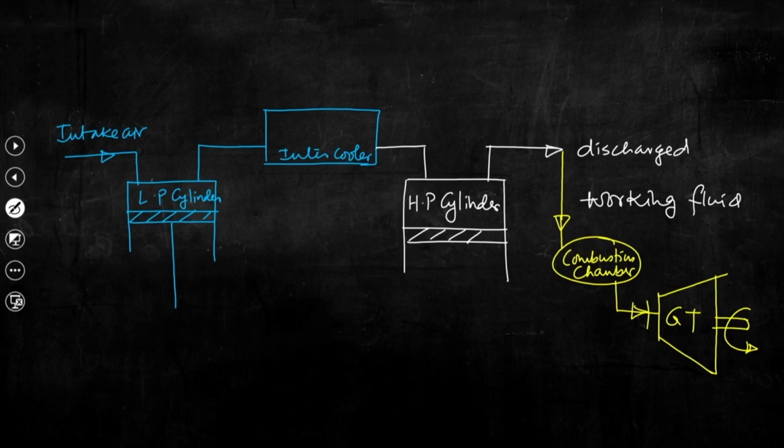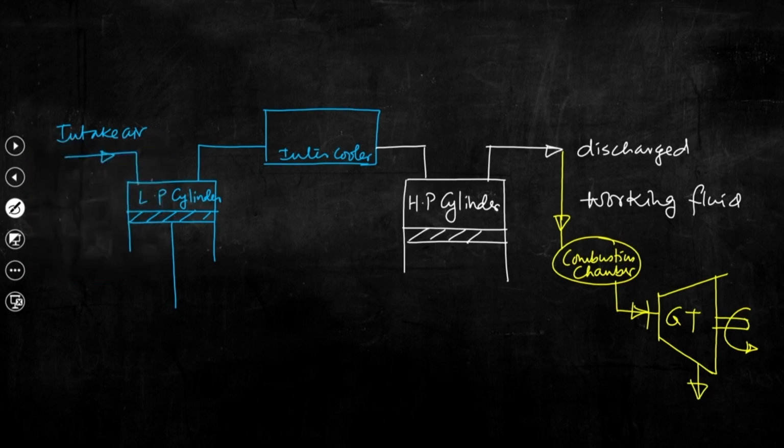From the intercooler, essentially what we are doing is reducing the temperature of the air before it enters the second stage of compression, and finally the discharged working fluid is taken to this combustion chamber, wherein by addition of heat its pressure and temperature increase and then it expands in the gas turbine and we are getting work output. And finally, this should be the final discharge.